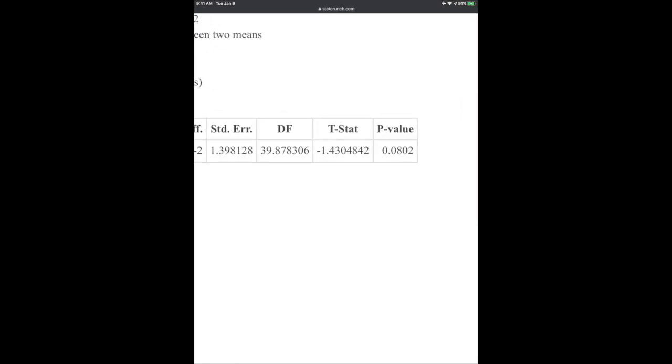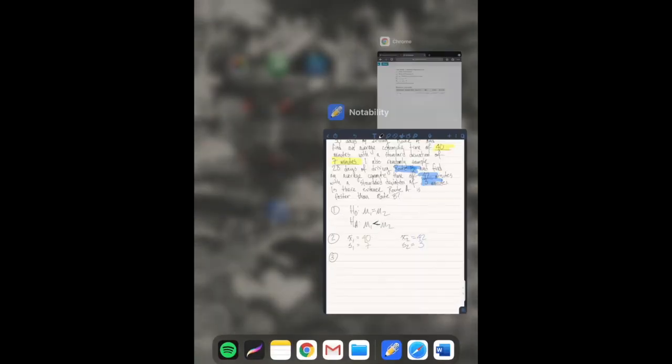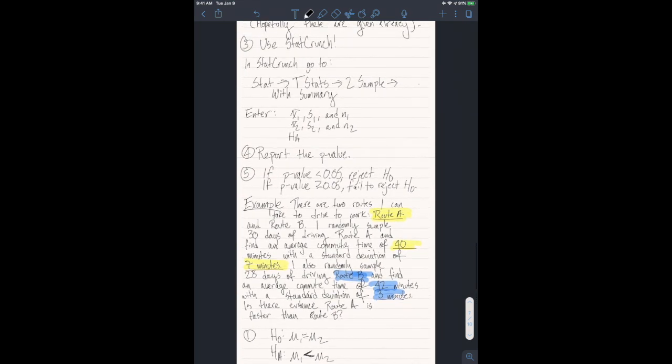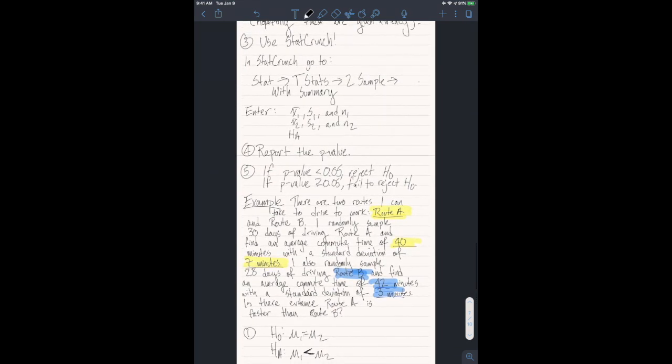And here we go. My p-value, it says, is 0.0802. So go back to my notes. I entered in all that information, right?